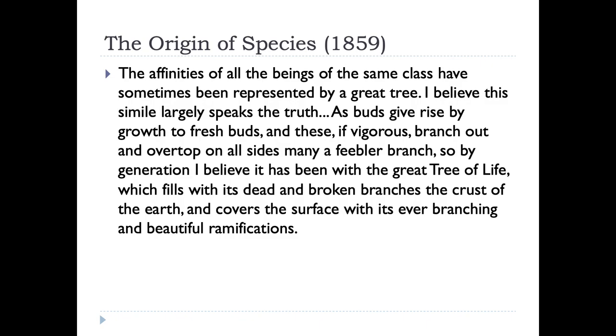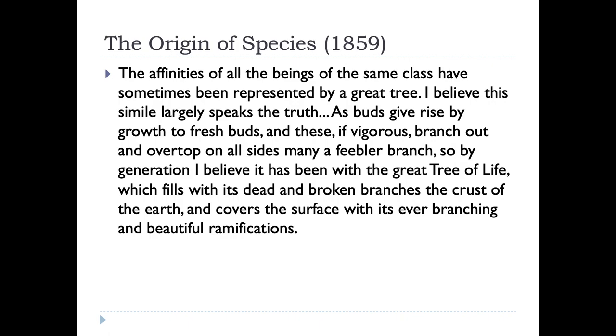So we mentioned earlier that Origin of Species is a hard read, but occasionally the rhetoric soars. Here's what Darwin said at the end of chapter 4 about the great tree of life. The affinity of all beings of the same class can sometimes be represented by a great tree. I believe this simile largely speaks the truth, as buds give rise by growth to fresh buds, and these, if vigorous, branch out and overtop on all sides many a feebler branch. So by generation, I believe it has been with the great tree of life, which covers with its dead and broken branches the crust of the earth and covers the surface with ever branching and beautiful ramifications.